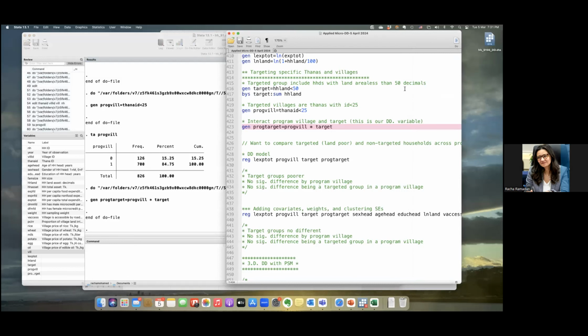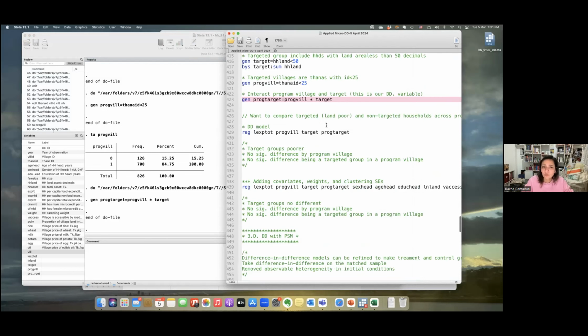Thank you, Rashid. Okay, so now we created the village dummy instead of the time dummy because we are working on cross-sectional data. We created the targeted and non-targeted households based on the cutoff of the land area, and I create the interaction between both, and I will do the same thing as we did before. The only difference is that instead of having beneficiaries and non-beneficiaries, I have a targeted group and a non-targeted group, and instead of having time, I have program villages and non-program villages.